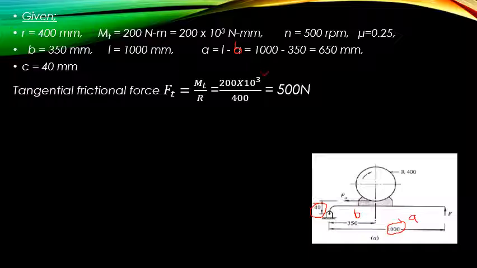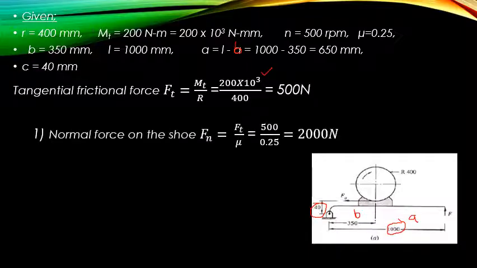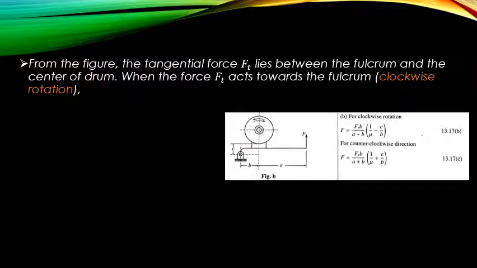So substituting the value of the torque and radius, we get the value of the Ft as 500 Newton. Then the normal force on the shoe, that is Fn, can be given by the equation Ft by mu. So therefore, substituting this, we get the value of Fn as 2000 Newton. Now from the figure, we can observe the tangential force Ft lies between the fulcrum and the center of the drum.